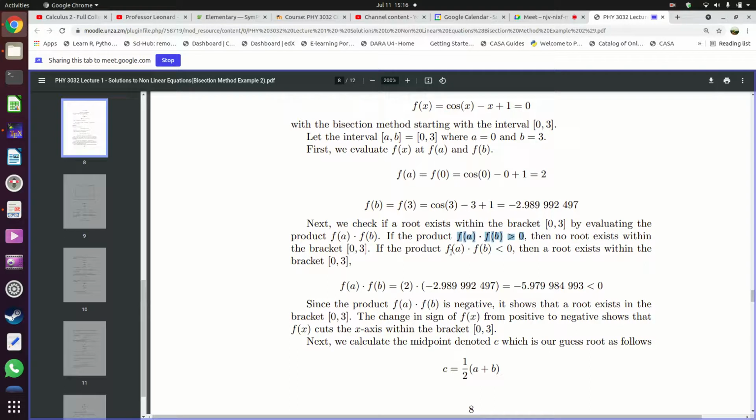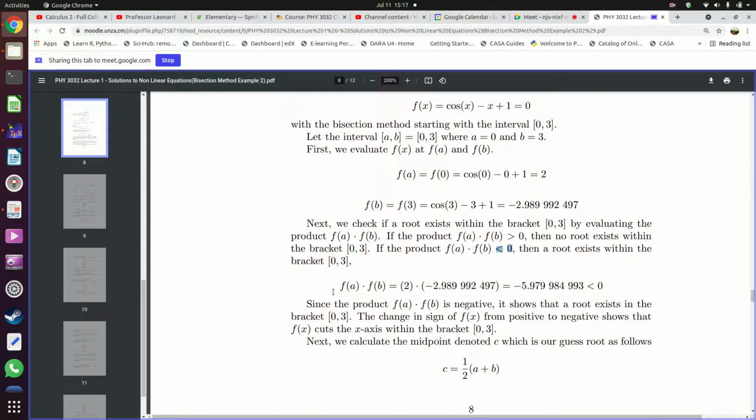If on the other hand, when you work out this product, you find that it is a negative valued product, then it shows that this function crossed the x-axis. Are we clear? So this is how we check. This is how you check if the bracket you have chosen is the correct bracket.